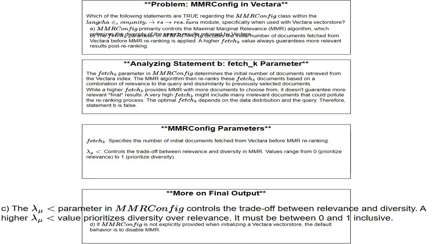Now, let's consider Statement C, which introduces the lambda_mult parameter. Lambda_mult controls the trade-off between relevance and diversity, with values ranging from 0 to 1. A higher value places greater emphasis on diversity.